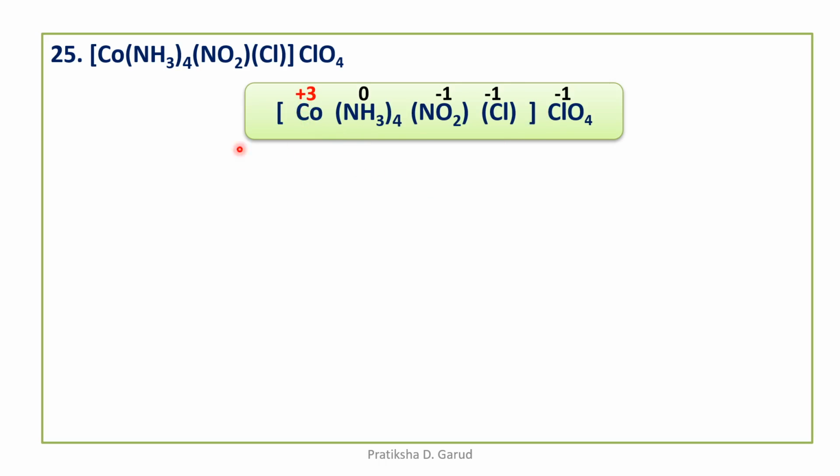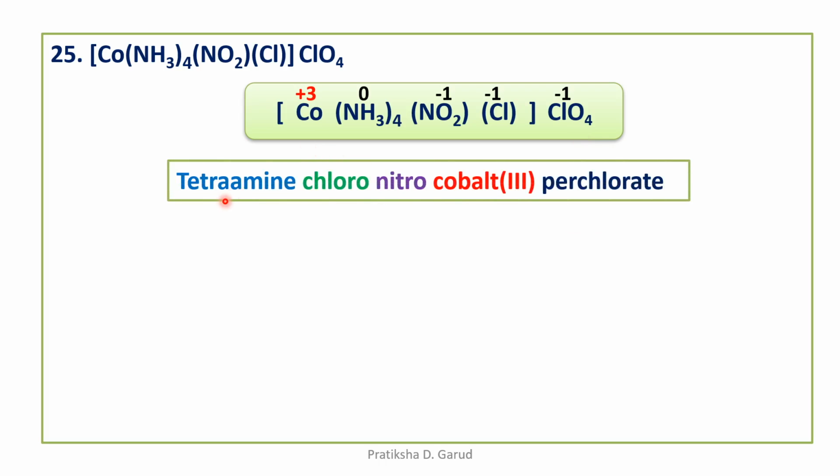So what will be the name? While writing the name, we have to put the ligands alphabetically. Then we have to write the metal with the oxidation number +3 and then the name of the ClO4. So the name is tetraammine chloro nitro cobalt +3 perchlorate, right? Tetraammine chloro nitro cobalt +3 perchlorate.